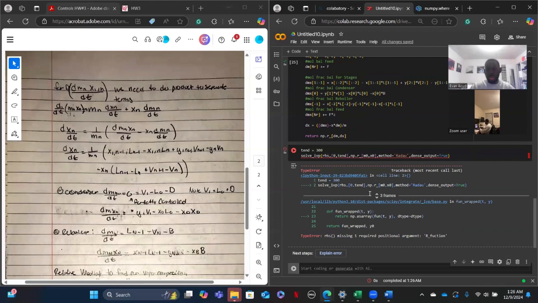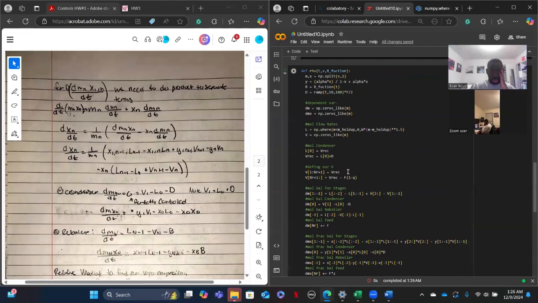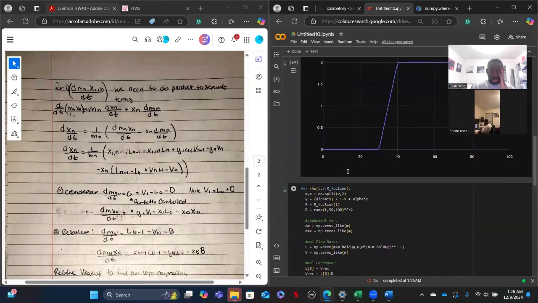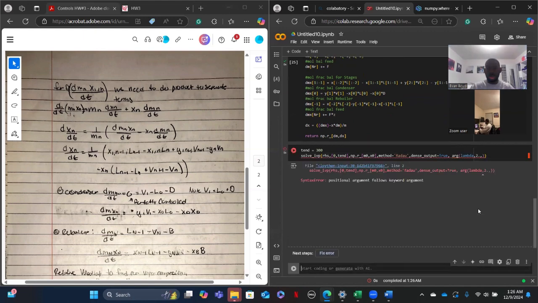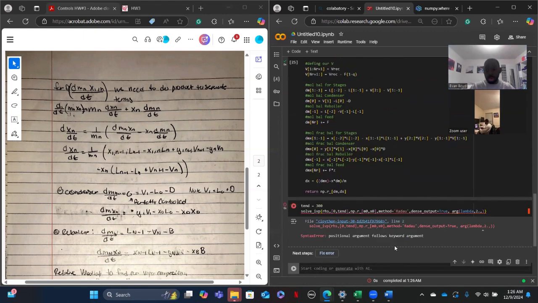Missing requirement for our function. It's no requirement because we have our argument. Yes, we need an argument, because we have two functions, we need an argument. So we do lambda. Lambda, I think it's 2. Positional argument follows. Oh, I forgot it equals something.